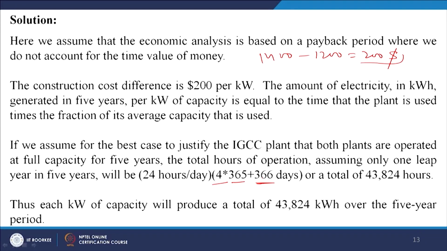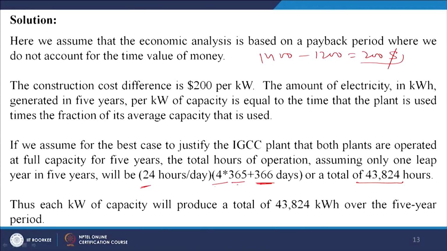So, in 5 years we will be getting 365 days into 4 plus 1 leap year, so 366 days. So, 4 into 365 plus 366 days into 24 hours, that total is 43,824 hours. So, 1 kilowatt is running for 43,824 hours, so total kilowatt hour we are getting is 43,824. This is the energy which is produced if the plant is used at full capacity.